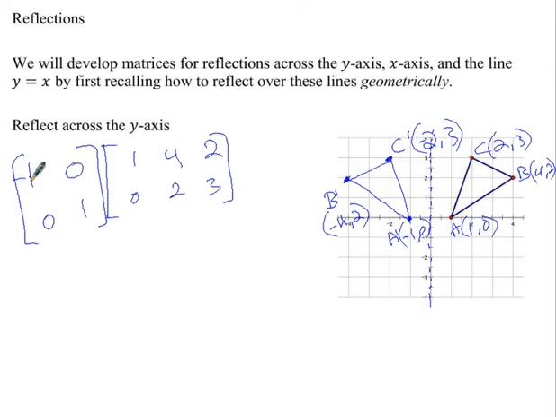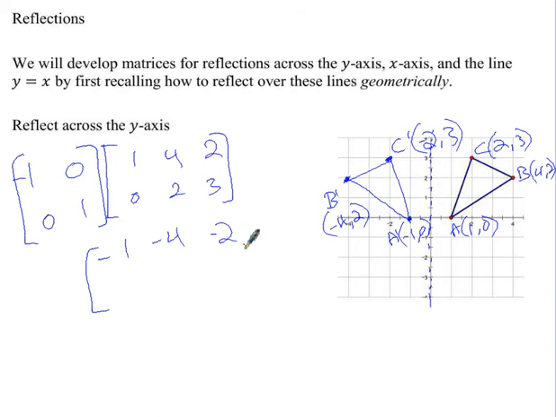Let's try that. If I multiply this out, I have the top row times the first column. So that would be negative 1 times 1, which is negative 1. 0 times 0, which is 0. Negative 1 plus 0 is negative 1. Did I change the number? Did I change the sign? Yes. Second one, first row, second column. -1 times 4 is -4. 0 times 2 is 0. I get -4. Third column, -1 times 2 is -2. 0 times 3 is 0. I get -2. Did I get the effect that I wanted?